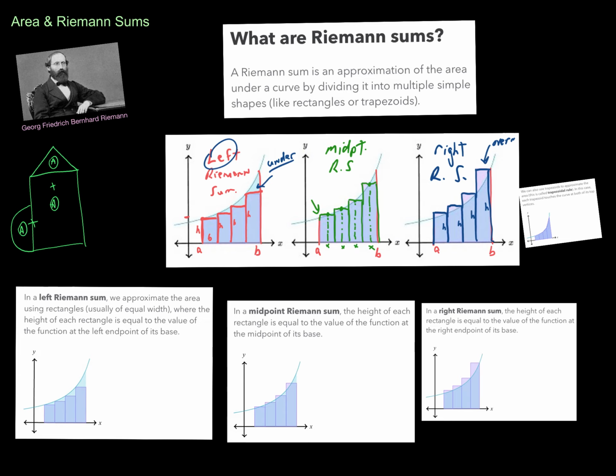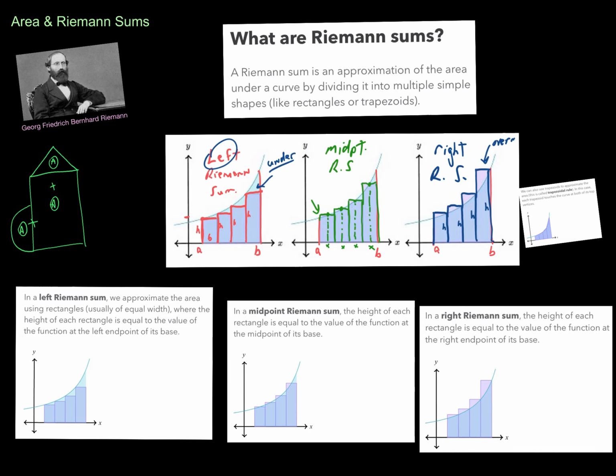Over here on the right side, in a right Riemann sum, the height of each rectangle is equal to the value of the function at the right end of the base. So what you do is go to the right side of the base and pull that over into the function to find the height. And then of course the midpoint, you're basically splitting the difference. It's the height of each rectangle, and you're using the value at the midpoint.